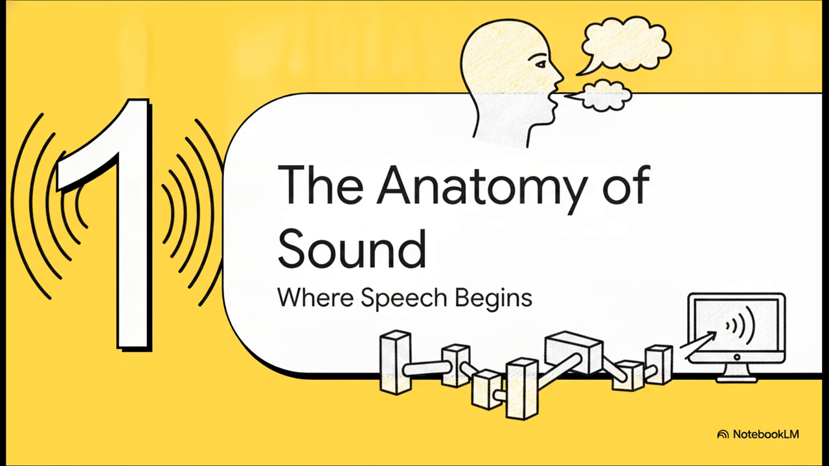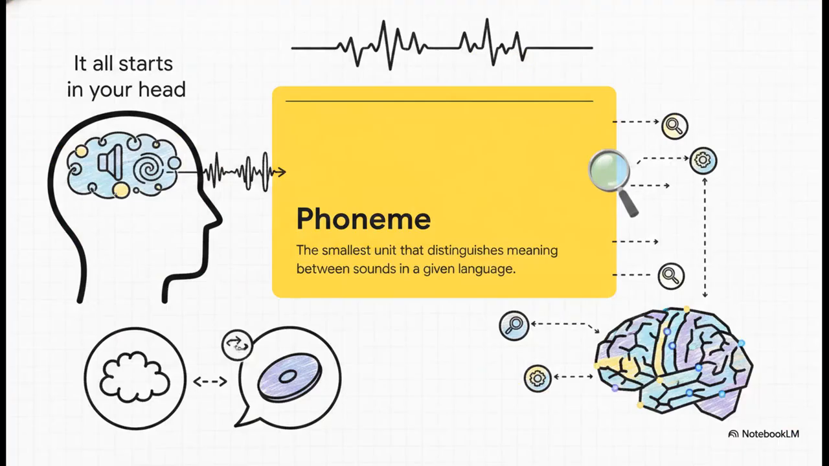Section 1. The anatomy of sound, where human speech begins. To teach a computer to hear, we first have to understand the basic building blocks of language, the ones we use every single day, mostly without even realizing it. It all starts right in your head with something called a phoneme. A phoneme is basically the smallest unit of sound that distinguishes meaning in any given language.